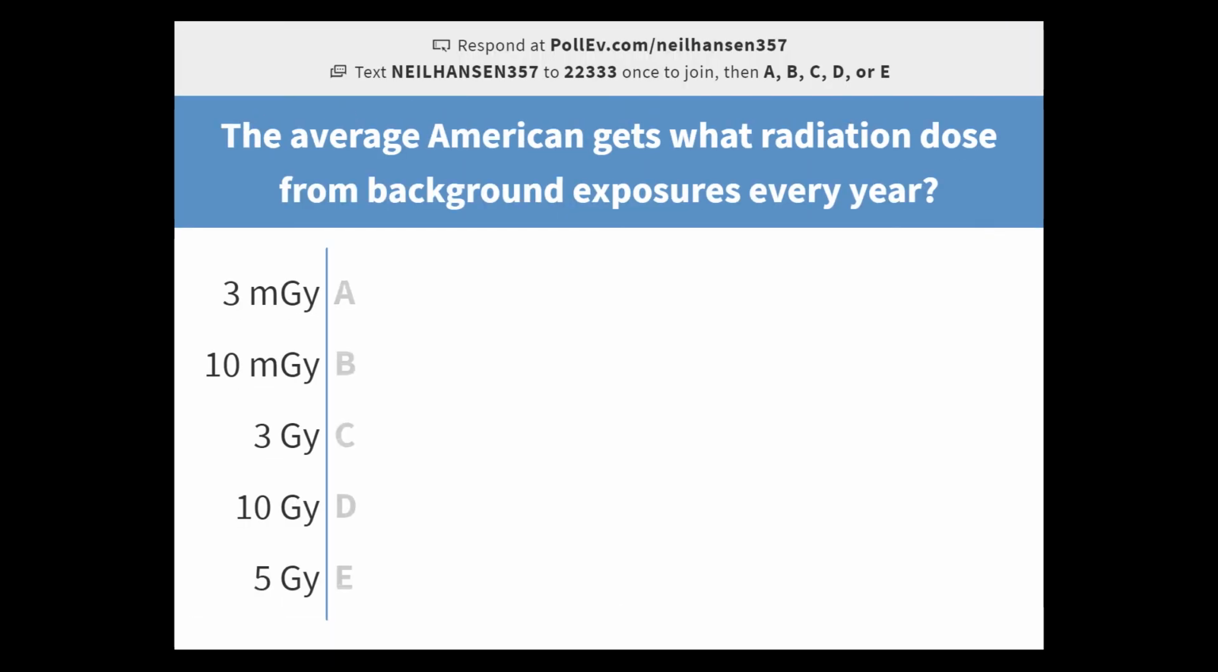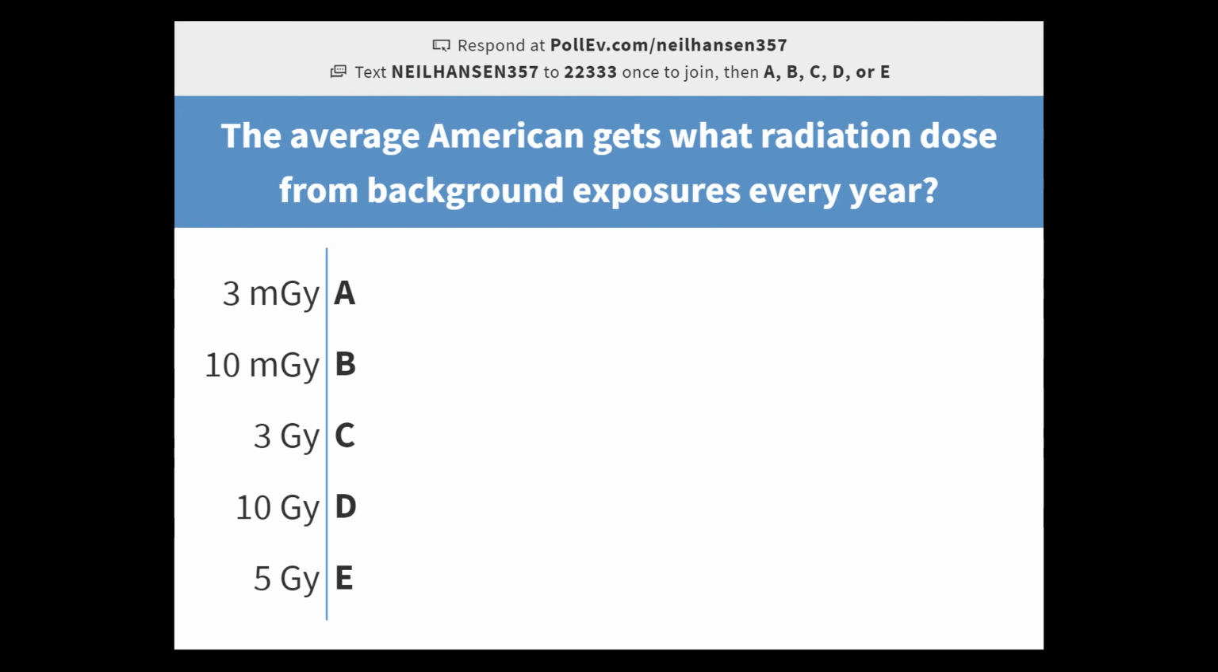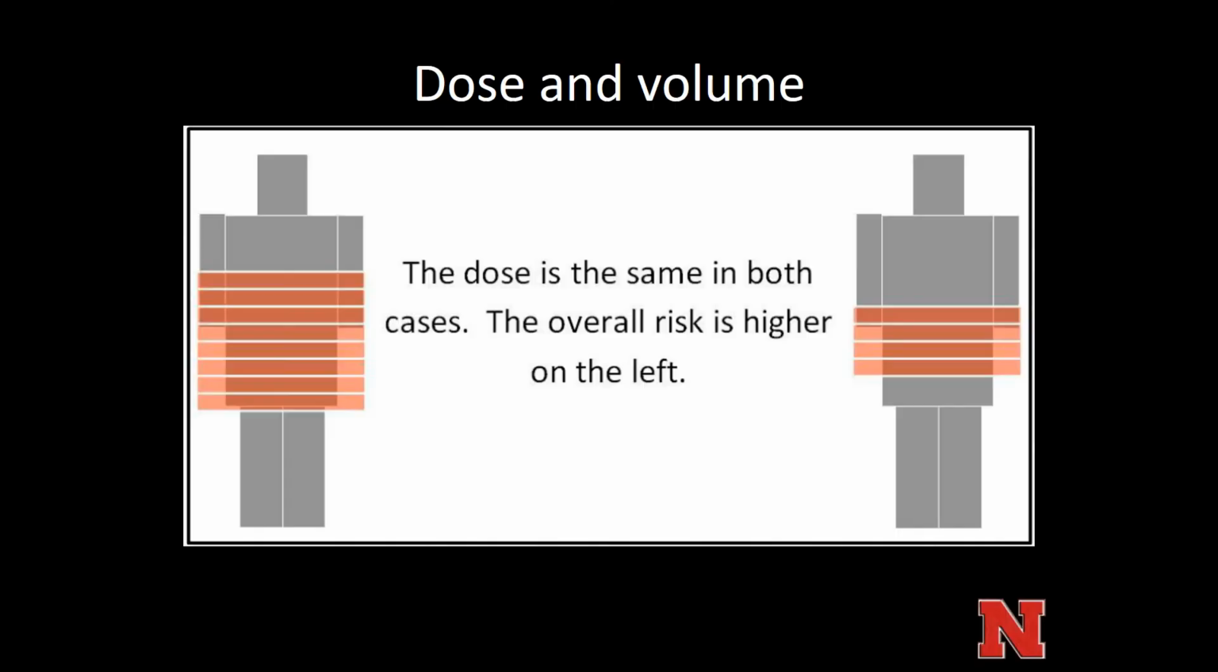All right, the average American gets what radiation dose from background exposures every year? Pause now if you need more time. This is where you may sound or feel very ignorant if you guess and have no idea what to say, and you actually guess that the average American gets a lethal dose of radiation, which obviously is not true. So the correct answer for the average dose is 3 milligray. If you got 5 gray, you would be dead. 3 milligray is the correct dose for average annual environmental exposure. So dose and volume.